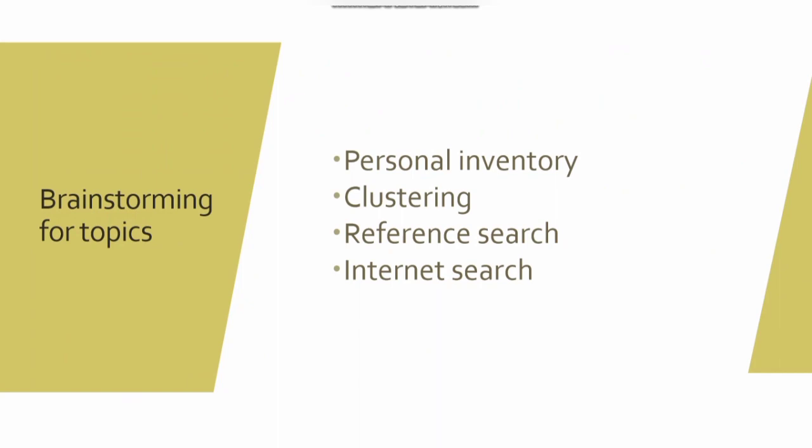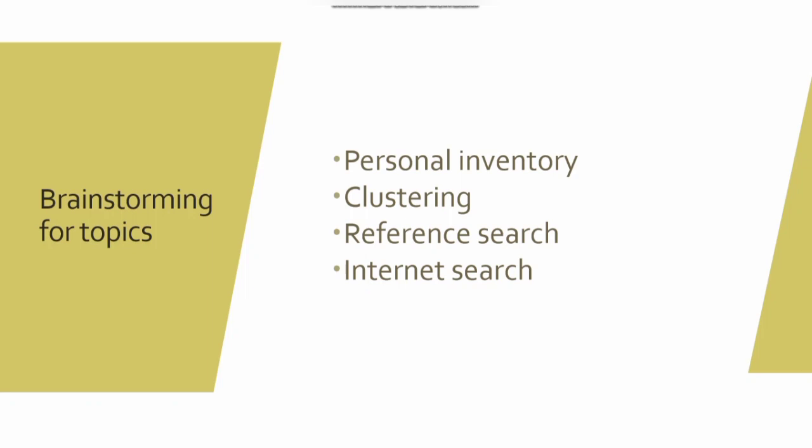It might be difficult for some people. They might think, what am I going to tell? What am I going to deliver during my speech? What things interest me? What things may be of interest for my audience? So the first way that we can do is using our personal inventory.